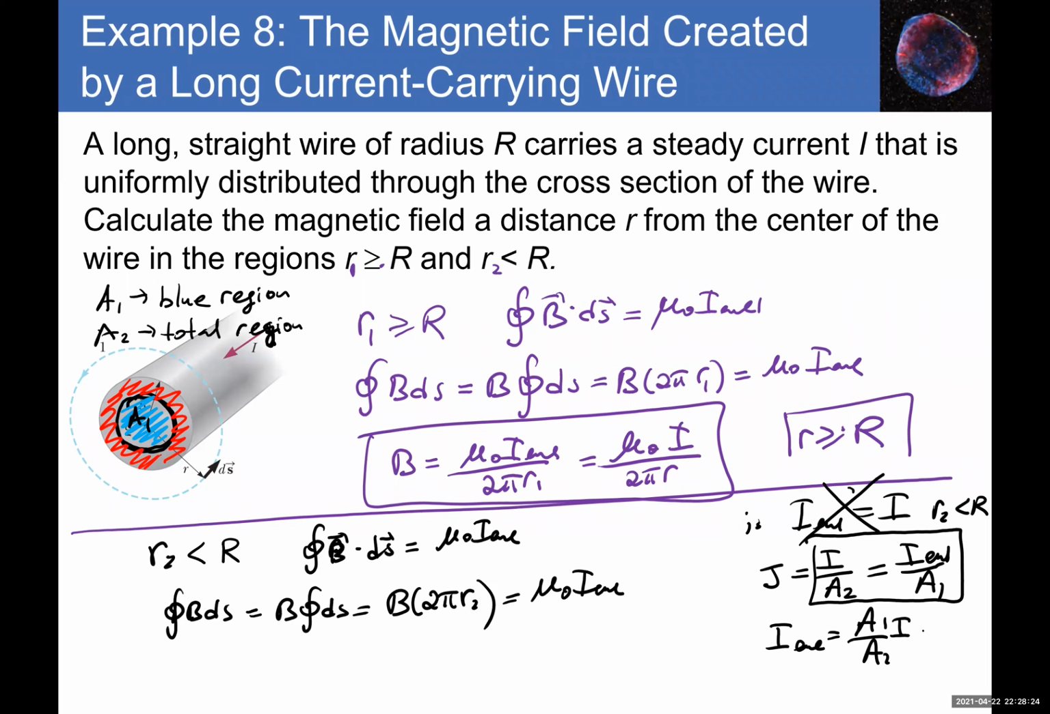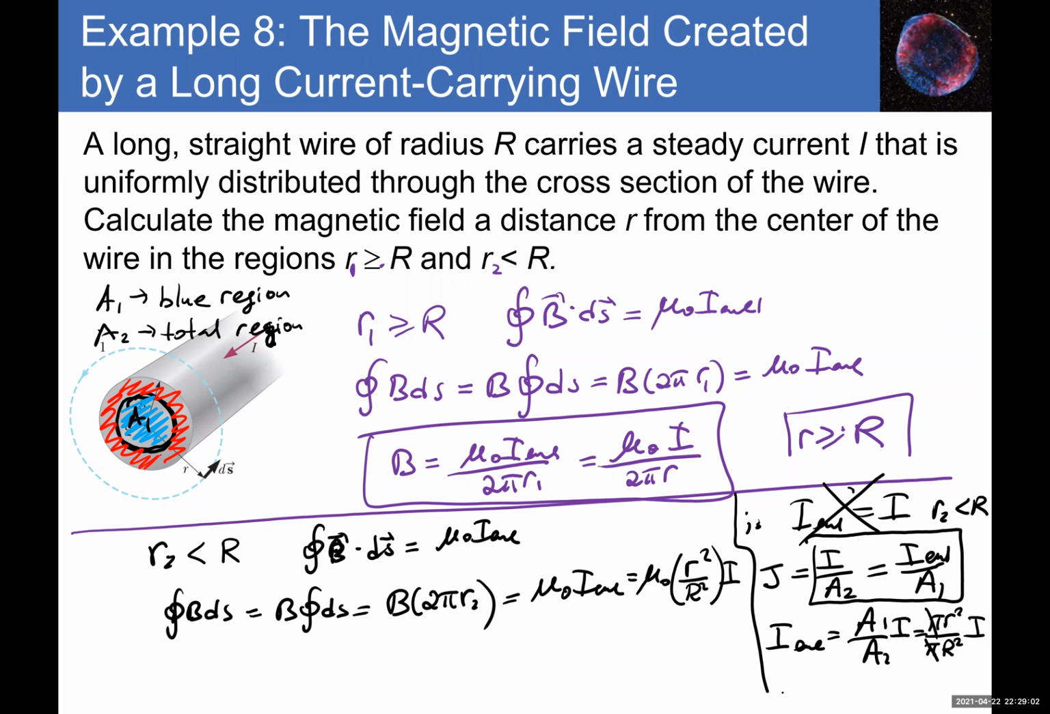Now my Amperian loop's area is pi r squared. The area of the total conductor is pi radius squared, times the total current. Obviously the pi's will cancel out. Then what I have here is this: B times 2 pi r is equal to mu naught times I enclosed, where I can rewrite I enclosed as r squared over the radius squared times the total current.